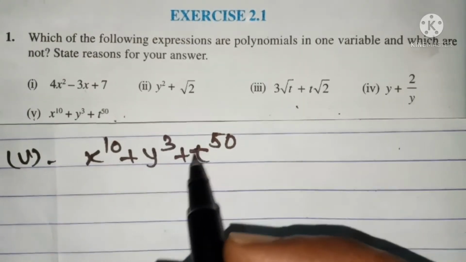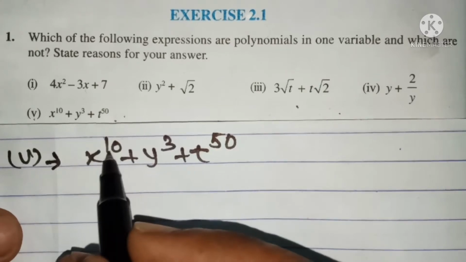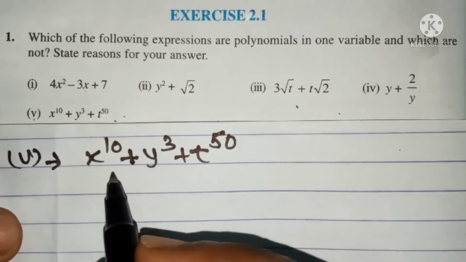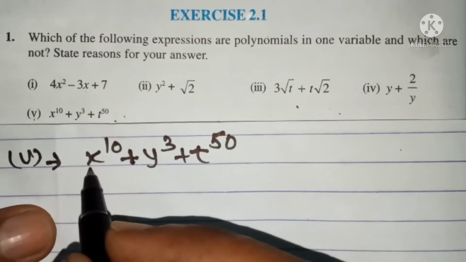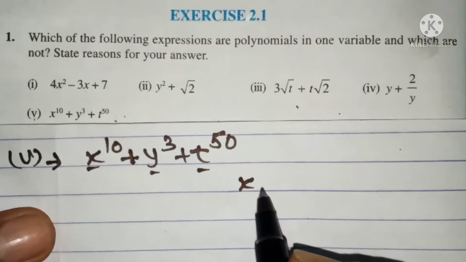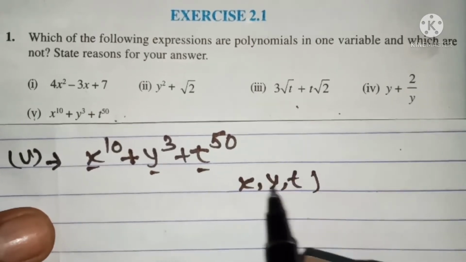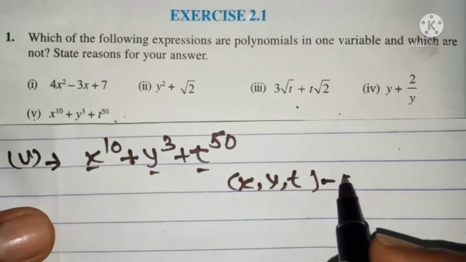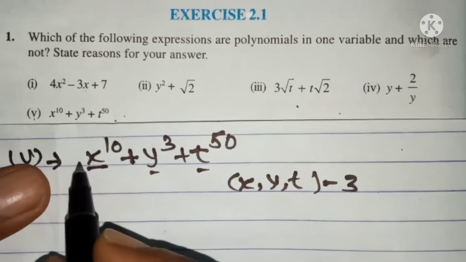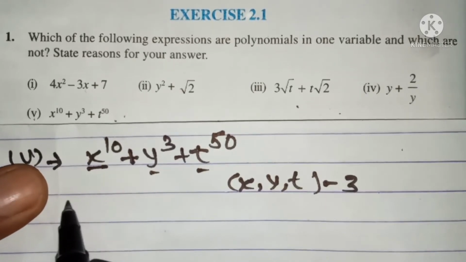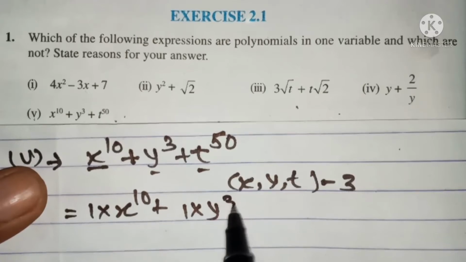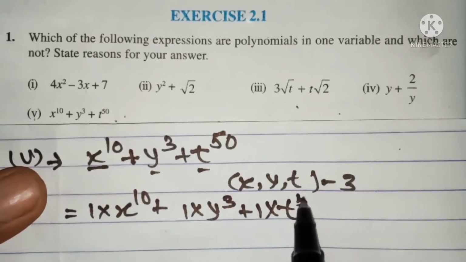Question number 1, fifth part, we are given x to the power 10 plus y to the power 3 plus t to the power 50. Here we see that the variables are x, y and t. The number of variables is 3. The coefficient of the variable in each term is 1. It can be written as 1 into x to the power 10 plus 1 into y to the power 3 plus 1 into t to the power 50.